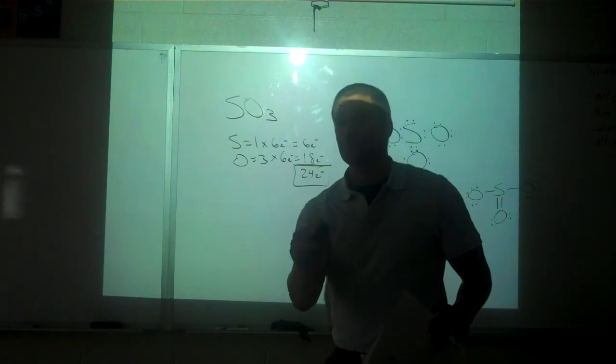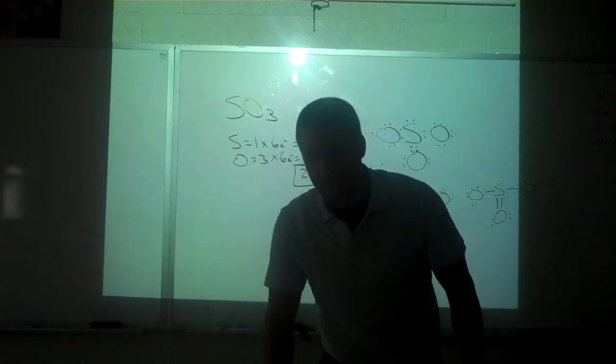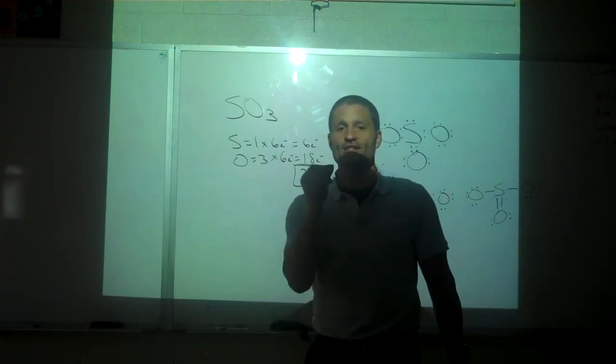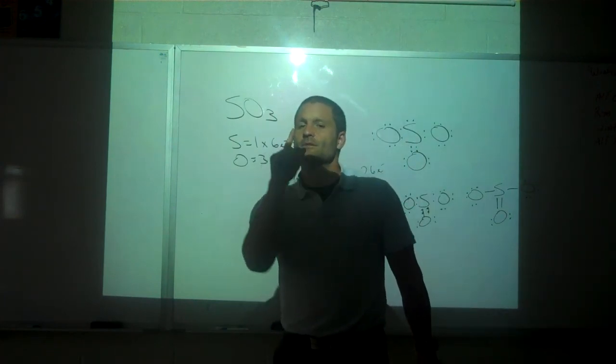Remember, these are molecules. These are covalently bonded, right side of the staircase. We cannot draw Lewis structures for ionic compounds. We don't do it because they don't share like this. They're stripping. That's an important thing to take home.